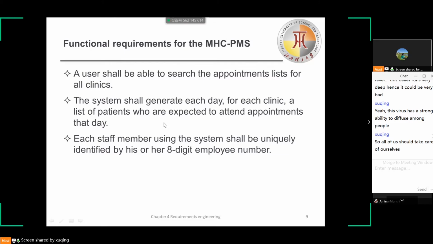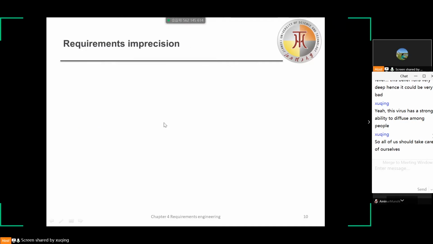These are examples of functional requirements for this system. And we see the first requirement is very general, and we can say it's imprecise. And this imprecision may cause some problems. As we say, problems arise when requirements are not precisely stated. Imprecision in the requirement specification may be the cause of many software engineering problems.